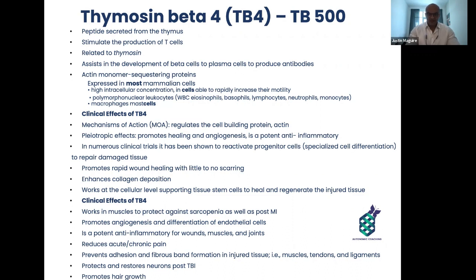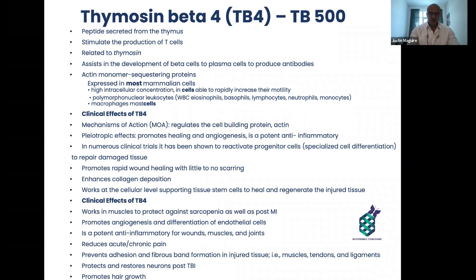Over here, it's an anti-inflammatory, promotes wound healing, enhances collagen deposition as well. So it helps there again with the disulfide bridging of amino acids. It works against sarcopenia, okay, which is extremely important. Helps angiogenesis and the differentiation of endothelial cells. It's a potent anti-inflammatory for wounds, muscles, and joints. Reduces chronic pain, prevents adhesions and fibrous band formation in injured tissues, muscles, tendons, and ligaments.